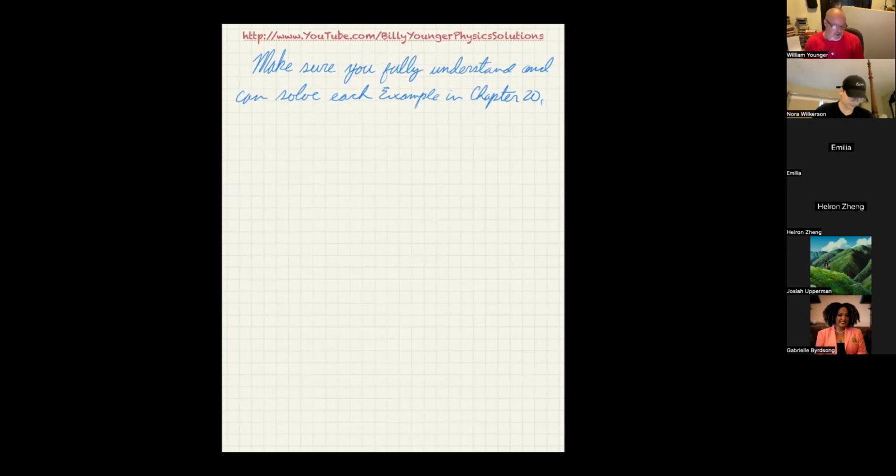It's 7:30. We got about 19 minutes left. So example 20-7 says an ice cube of mass 56 grams is taken from a storage compartment at 0 degrees Celsius and placed in a paper cup. After a few minutes, exactly half of the ice cube has melted, becoming water at 0 degrees Celsius. Find the change in entropy of the 56 grams of ice water. So let's do that example real quick.